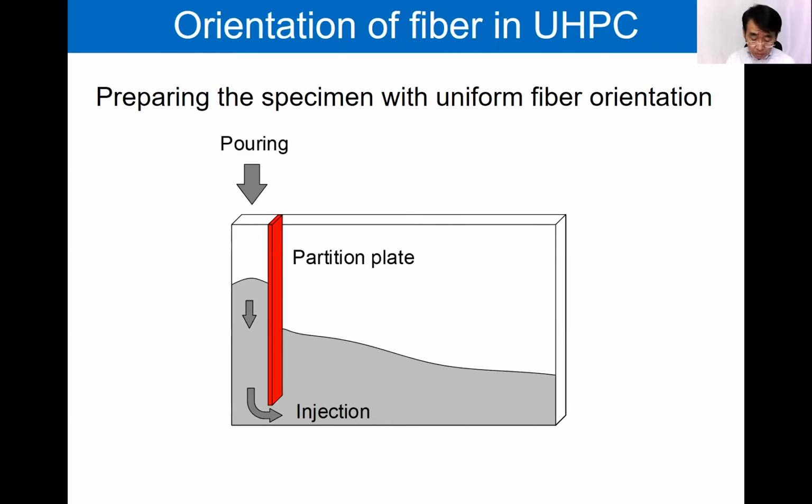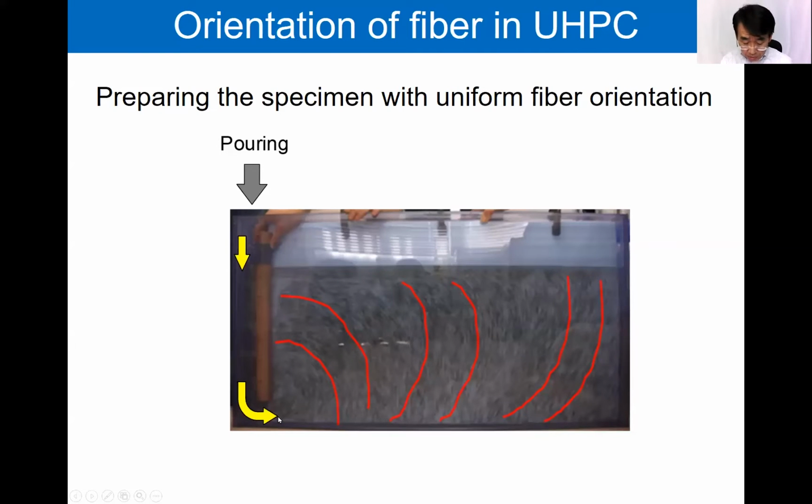This is a vertical panel. The concrete is poured from the top of the formwork, but there is a partition panel. The concrete is injected from the bottom. This is the result of using the visualized model concrete, and the fiber orientation becomes like this.